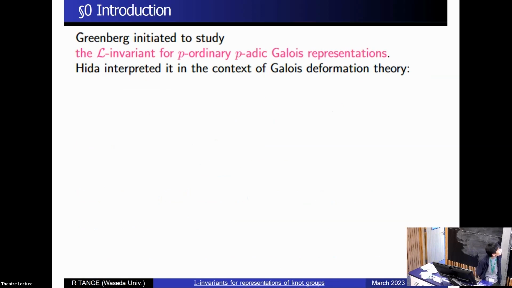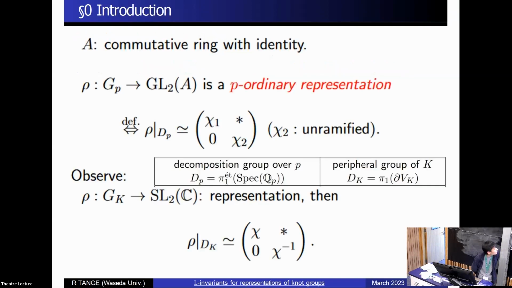So let me briefly introduce what the L-invariant in number theory is. In number theory, Greenberg initiated the study of the L-invariant for p-adic Galois representations, and he interpreted it in the context of Galois deformation theory. So let me briefly explain what a p-ordinary representation is.